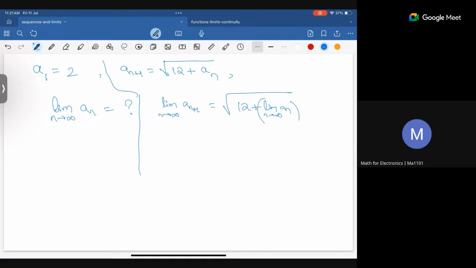Right, so it is actually limit n tends to infinity of the whole thing. It is nothing but you can take that limit inside also. So this becomes L, this becomes L. So L is equal to square root of 12 plus L. Now L square is equal to 12 plus L.